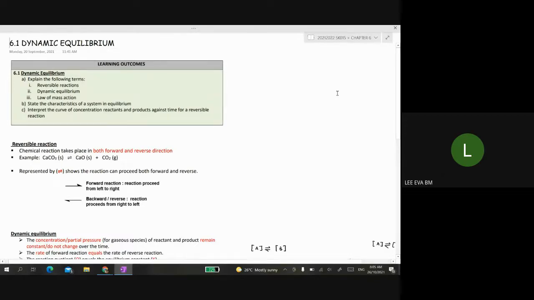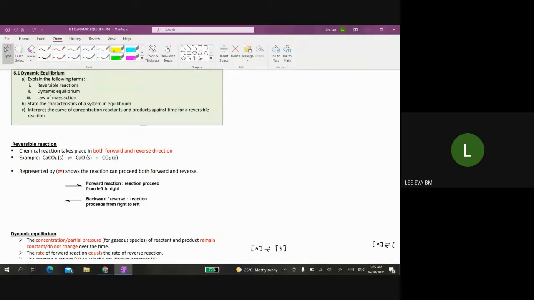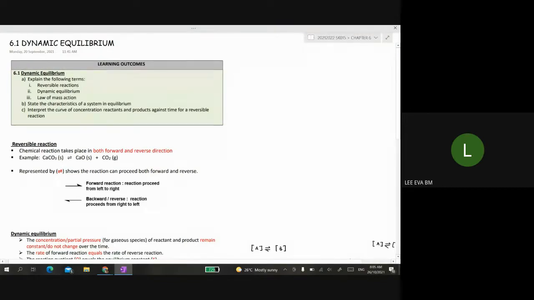For chapter 6.1, we will begin with dynamic equilibrium. It's quite an introduction about what a dynamic equilibrium system is, what is meant by dynamic equilibrium, or by chemical equilibrium, or maybe just the word equilibrium.